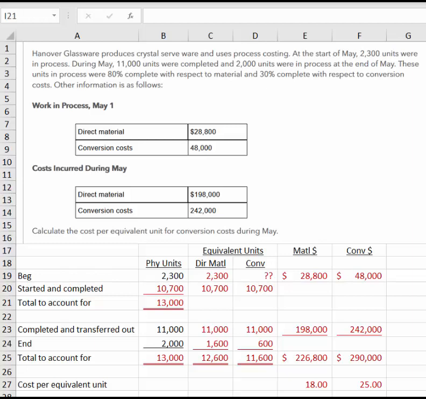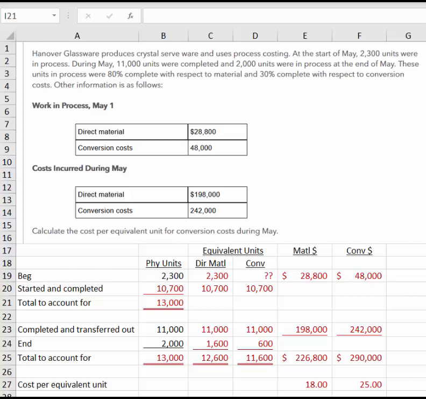And then they give us the costs that were in work in process at the beginning of the period and the costs that were incurred during May, and they ask us to calculate the cost of equivalent unit for conversion costs during May. Okay, now I've worked it down below. Anything that appears in black is given to you. Anything that appears in that crimson color, those are ones you'd have to calculate or figure out yourself.